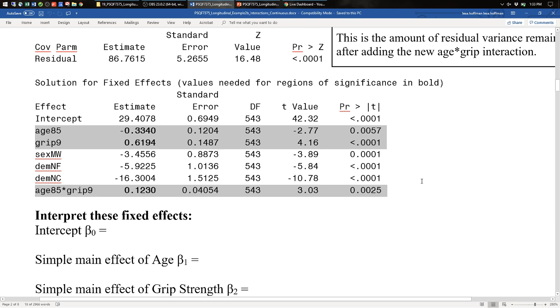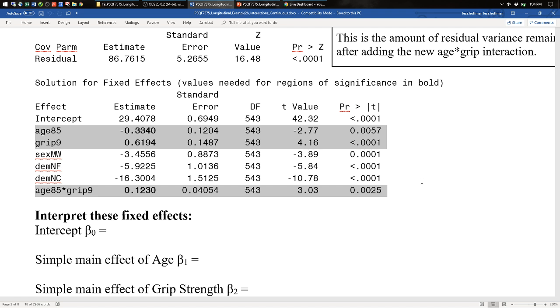So you know how to interpret main effects, right? So intercept, we'll go through this quickly. Intercept of 29, for what kind of person? This is a cognition outcome for someone who is 85, grip strength 9. They are a man, and they've never had dementia. Okay, cool, we got that much.